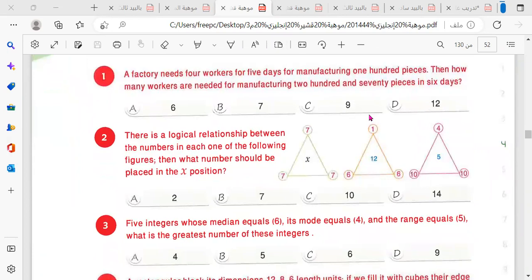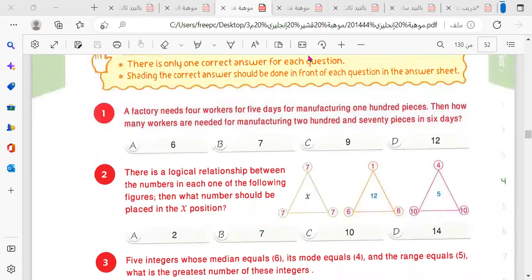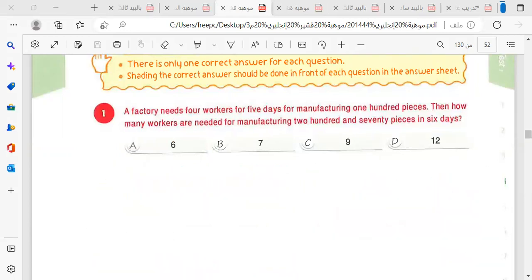Sure. A factory needs 4 workers for 5 days, manufacturing 100 pieces. Then how many workers are needed for manufacturing 270 pieces in 6 days? Right, what will I do here?